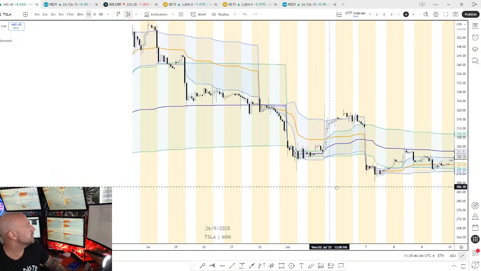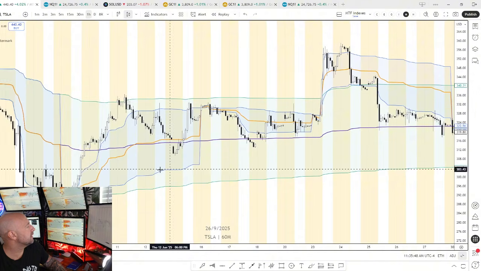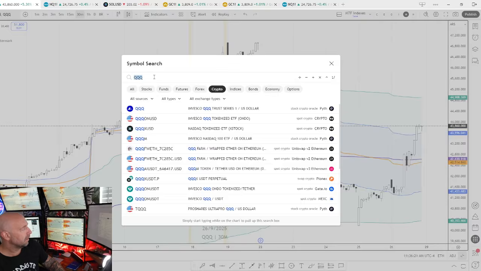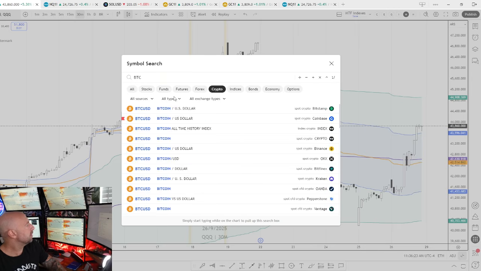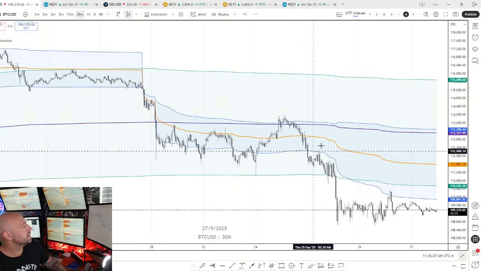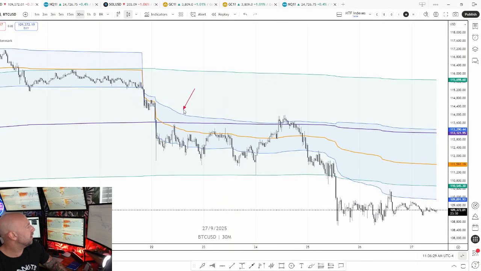Okay. Now this is just Tesla. I encourage you to look at these specific levels on other assets. We could also do this on Bitcoin. And you can see how these higher time frame levels are panning out. Weekly VWAP holding the upside.